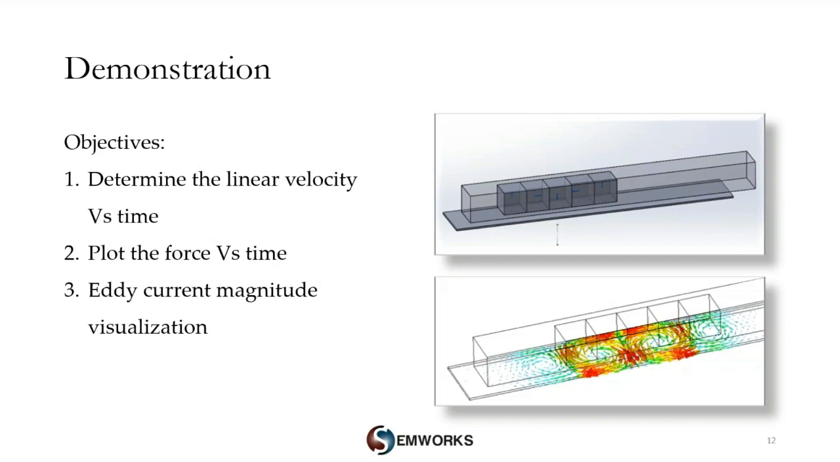The objectives of this particular demonstration are not too different from the previous one. Instead of finding the angular velocity, we would like to know how the linear velocity varies as a function of time. Just like how we plotted torque as a function of time, here we will plot the retarding force as a function of time. And finally, we can always visualize the eddy current. So let me again go back to my SolidWorks and show you a linear eddy current braking system.